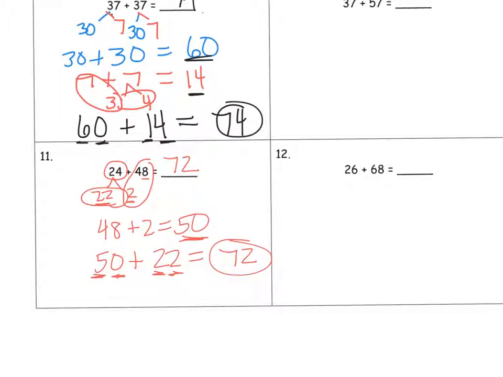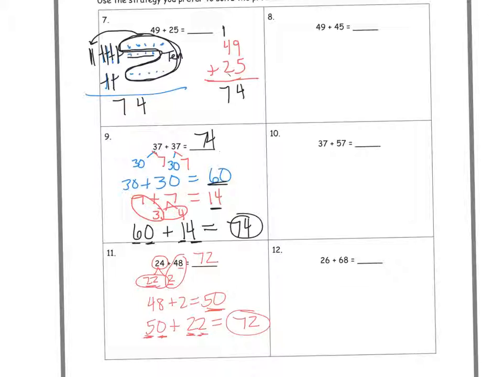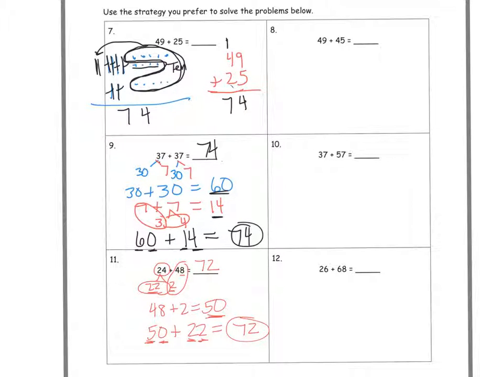So we showed a few different strategies in here: vertical drawing, and 2 styles of use of number bonds. But again, the directions are stating use the strategy you prefer to solve the problems below.